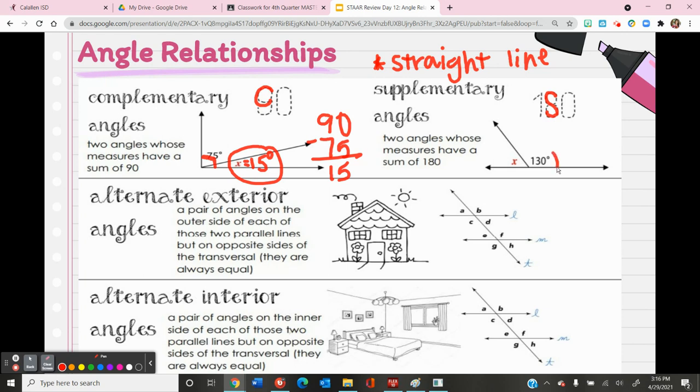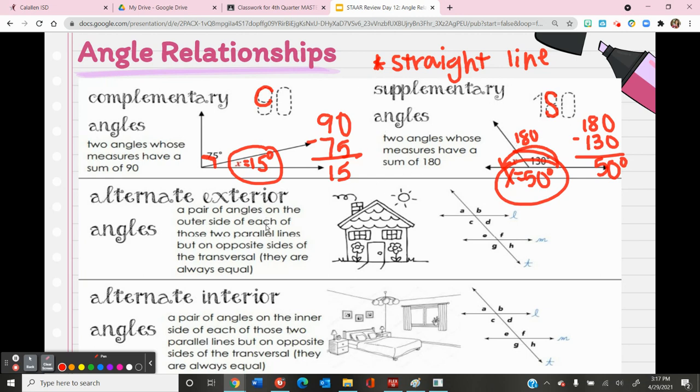Here, these two angle measurements, when added together, equal 180 degrees. They have given me the angle measurement of 130. I still have to find the angle measurement for x. So what I can do is take 180 degrees and subtract 130. And now I have learned that this angle measurement, x, equals 50 degrees. So again, these are the two, complementary and supplementary.